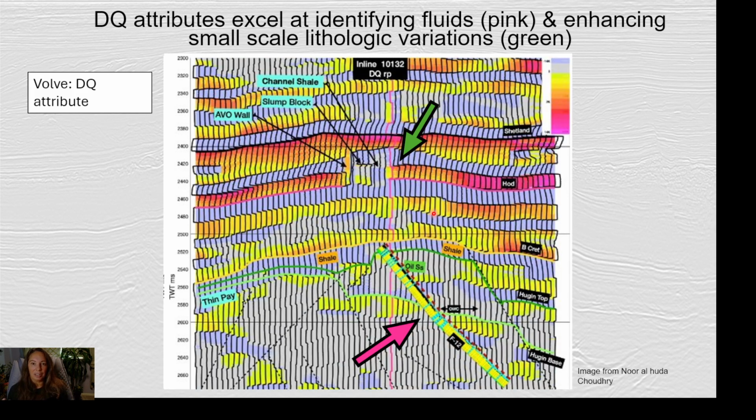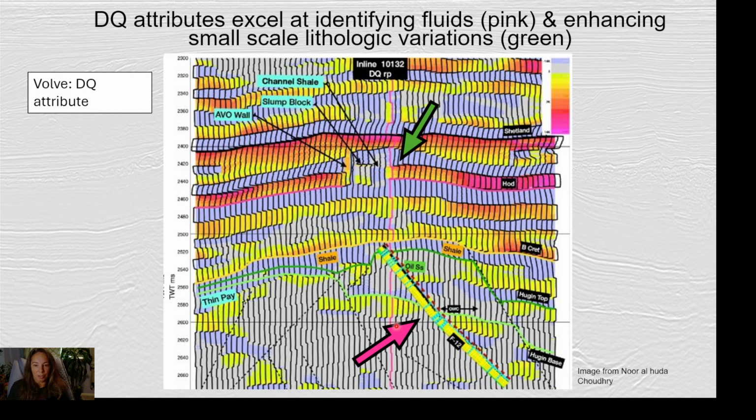Once we calculate DQ, it's much easier to see that there's something going on in this area, so we can kind of look through the data. It's kind of highlighting, hey, something different is going on here. We can look through it and then understand exactly what's going on, which in this case is you've got a channelized shale in a channel, and there's a little bit of a slump block that you can even pick up.